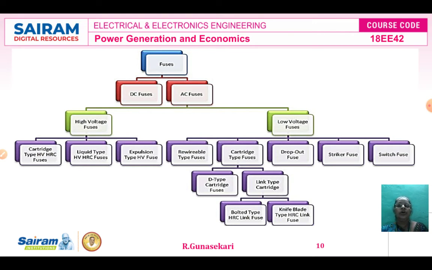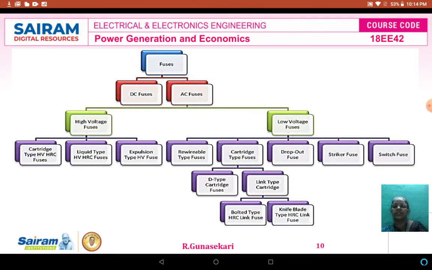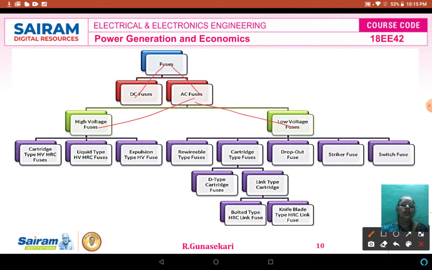Now the high voltage fuses. The fuse is called a protective device. It is the best protective device for a substation, domestic service, or anywhere. So the fuse is the best example of a protective device. The fuses are classified into DC fuses and AC fuses. Again, the AC fuses are classified into high voltage fuses and low voltage fuses.